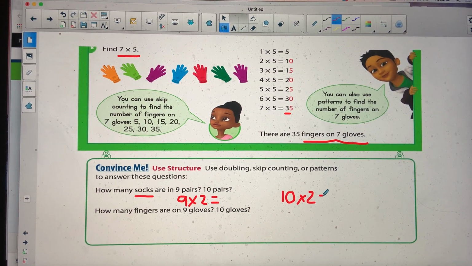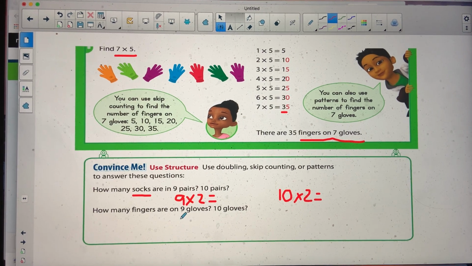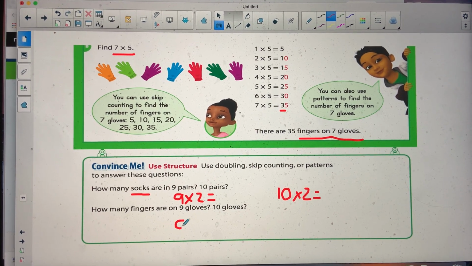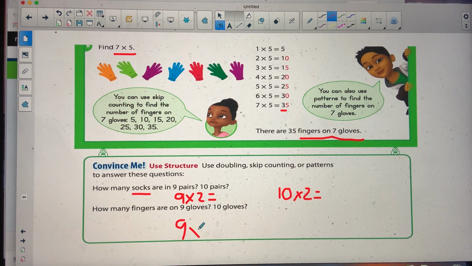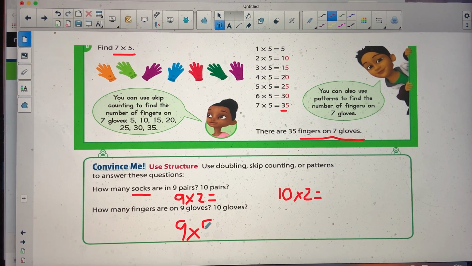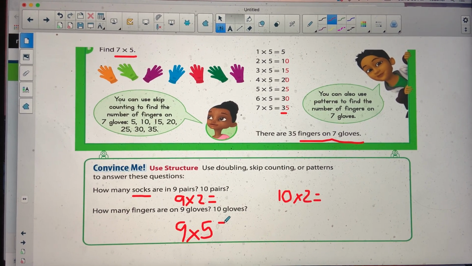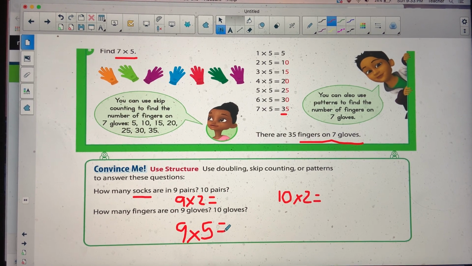For the bottom here, it says how many fingers are on 9 gloves. Well, I keep my 9, right? I have 9 gloves. And I think, well, fingers, we're talking 5 here. So now I'm skip counting by 5s. So try and get your answer there.